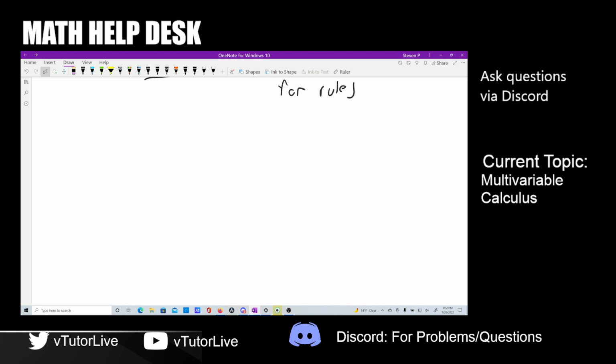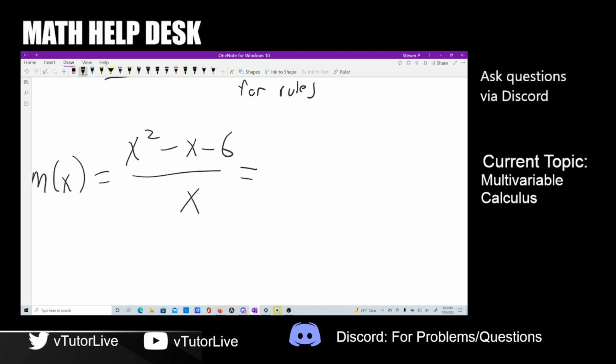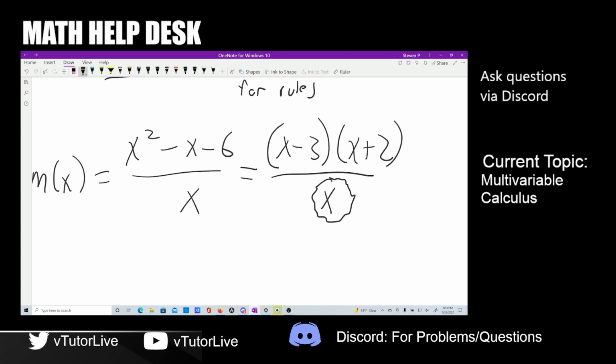But okay, so the new question is x squared minus x minus 6 over x. And they're calling the function m. Very first thing to do, as always, is to split it up and see if there's any cancellation. I believe this time there will not be. But x minus 3 times x plus 2 over x. So this time, it looks like the only thing in the denominator is x.